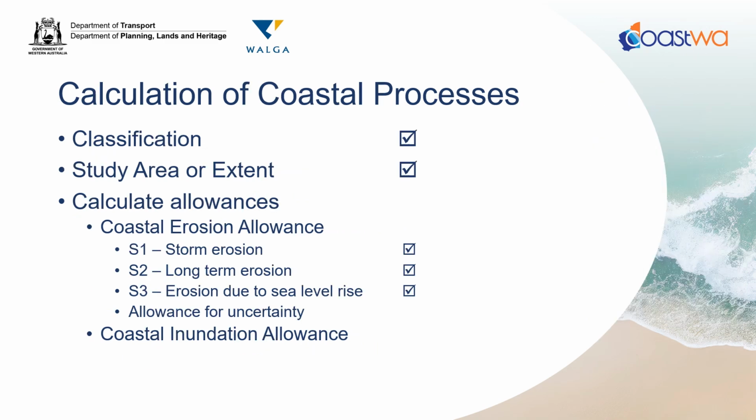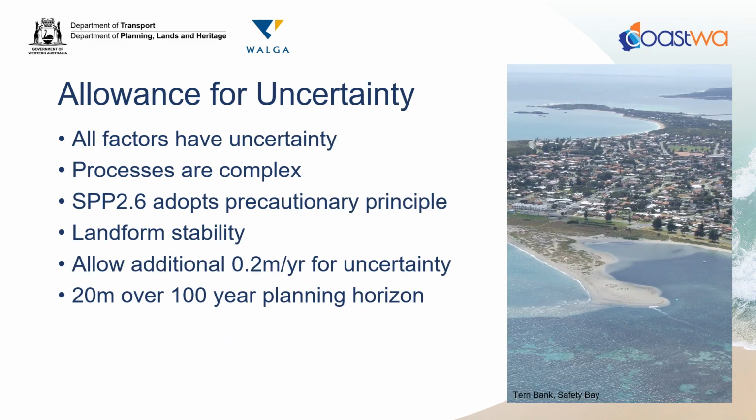Along with S1, S2 and S3, the coastal erosion allowance also includes an allowance for uncertainty. All of these allowances and factors we've talked about have uncertainty built into them. We're attempting to simplify extremely complex coastal processes and dynamics into basic allowances. And as a result, SPP 2.6 adopts a precautionary principle. This accounts for, I guess, unknowns going forward, uncertainties and things which are hard to predict. So an additional 0.2 metres per year is added to the calculated coastal erosion allowances, and that equates to 20 metres over that 100-year planning horizon.